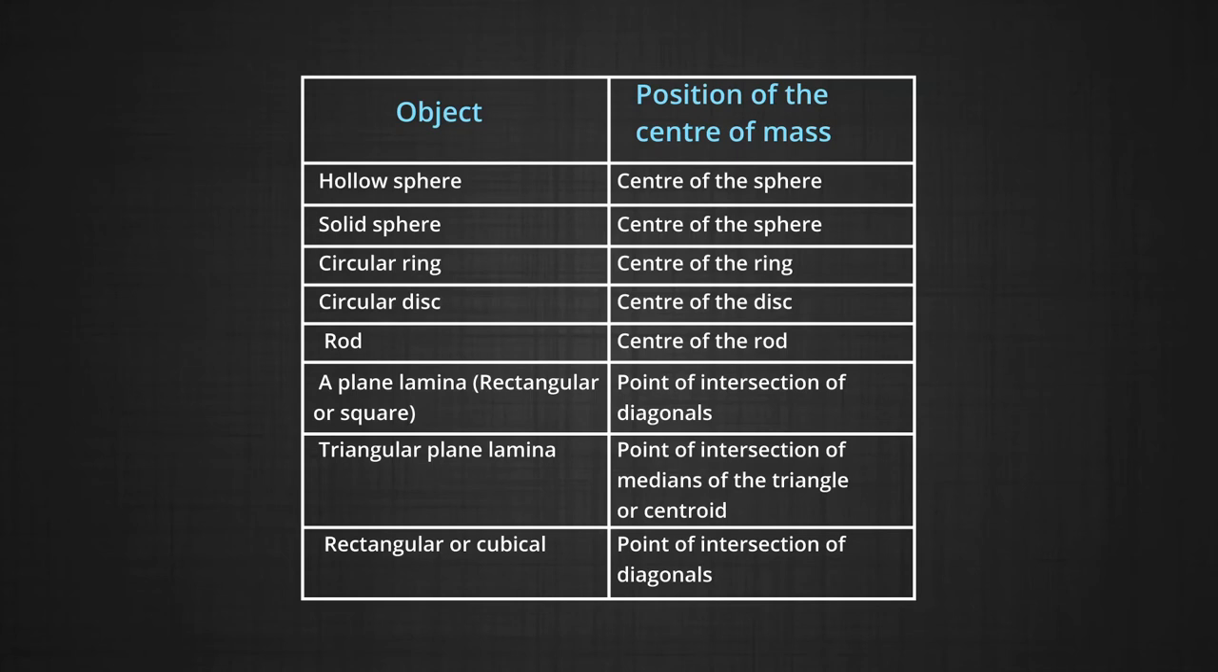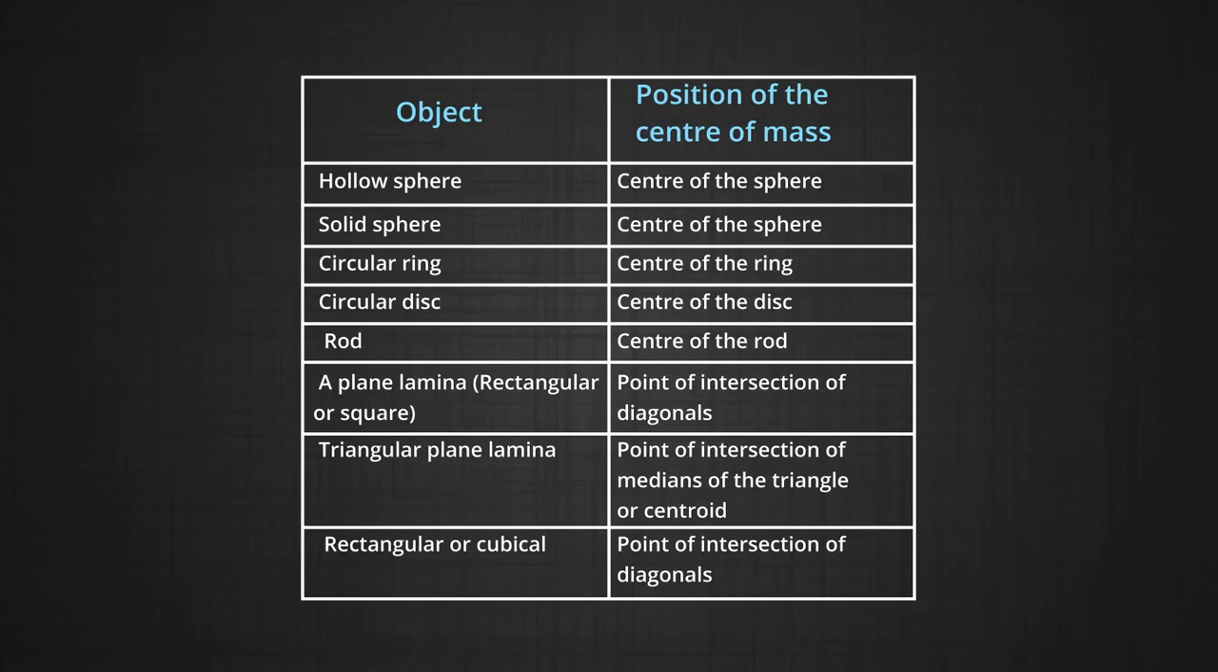For a hollow sphere, again the center of mass is at the center. For a solid sphere, again the center of mass is at the geometrical center of the sphere. Similarly, we can have a cylinder. The geometrical center is going to be at half of the height of the cylinder, and the center of mass will lie at that point. For a circular disc, again the center of mass is at the center of the disc. For a rod, it is again at the center of the rod.